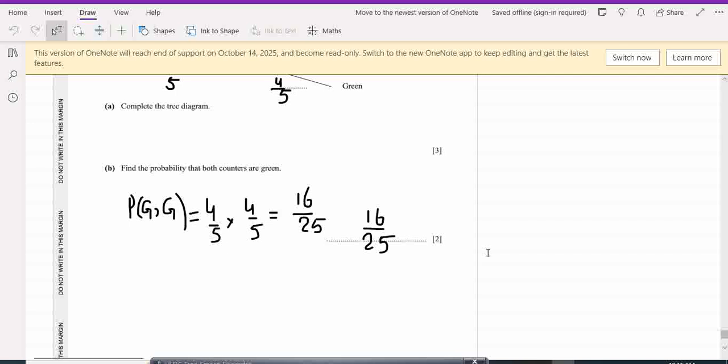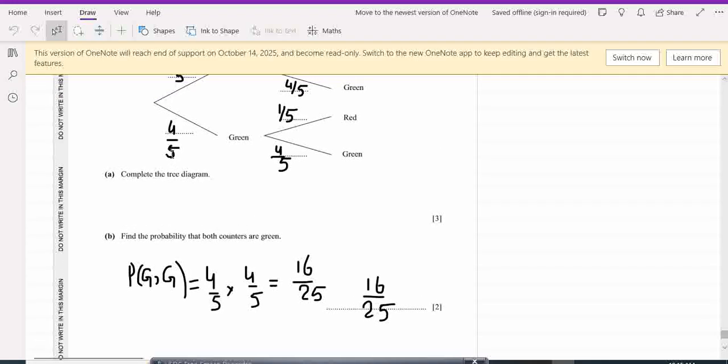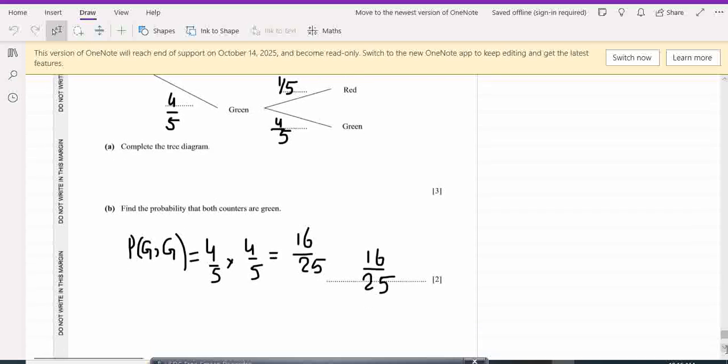Next is find the probability that both are green, so the probability of green and green. Look here. When you go along the branches in a probability tree, you multiply all the probabilities coming in your way. So here we have 4/5 and 4/5 and we multiply. 4/5 multiplied by 4/5 is equal to 16/25. So the probability of finding both green counters is 16/25, and that's the answer.